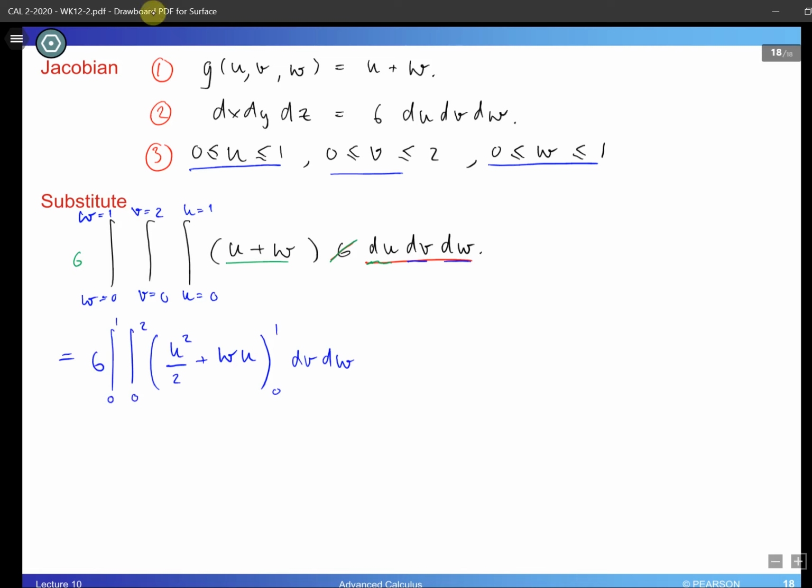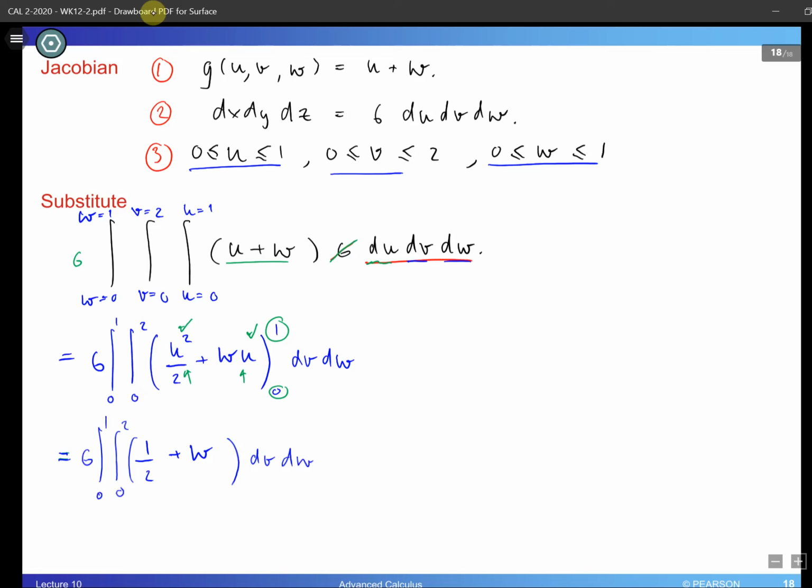Now 1 goes in for u. What do I get here? 1 goes in, I have 1 over 2 plus w. And 0 goes in, gone. Same thing here, so I don't need to worry about the 0 terms. Now we are supposed to perform a double integral on this one, with respect to v first and then w, from 0 to 2 for v, and 0 to 1 for w, and we still have 6 outside.